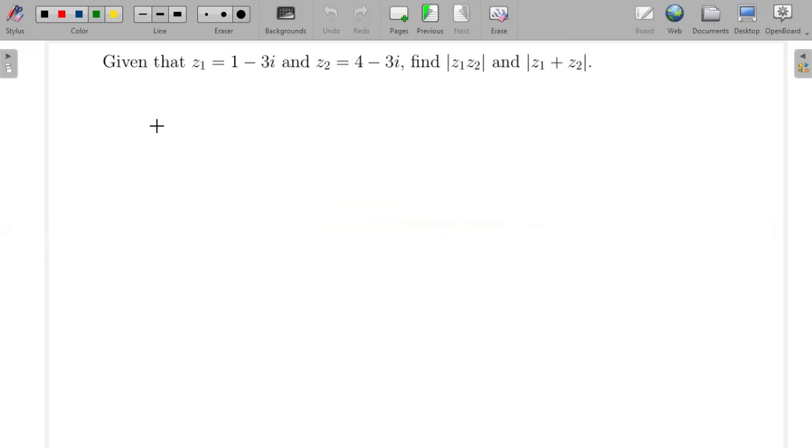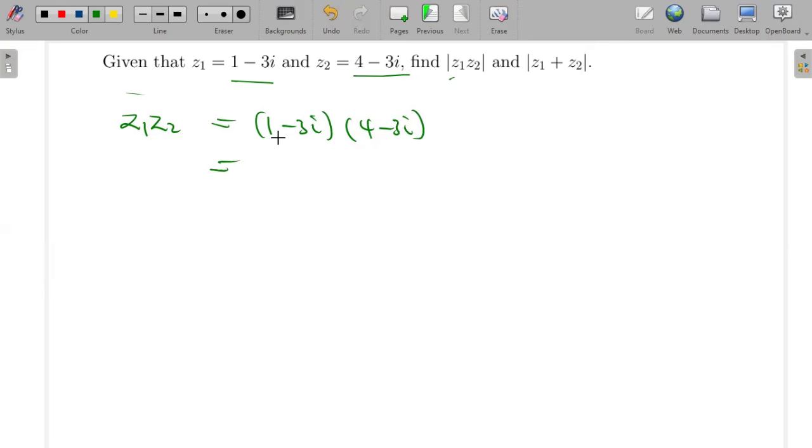So the next one here is telling us that z1 is that, and then z2 is that. We should find the modulus of z1 z2. So first of all here, the first one you see z1 and z2 like this. It means they're multiplying. So we're going to multiply, that is 1 minus 3i multiplied by 4 minus 3 what?